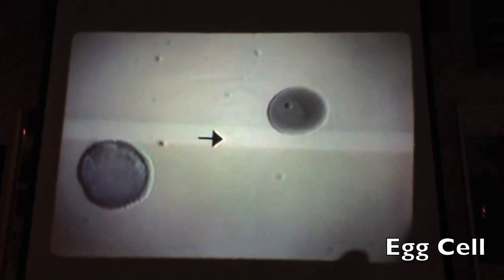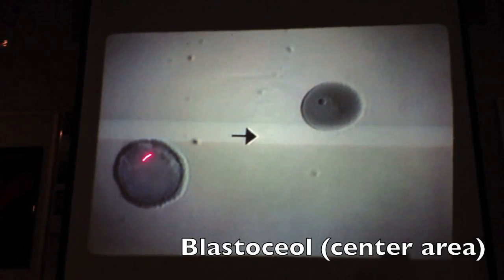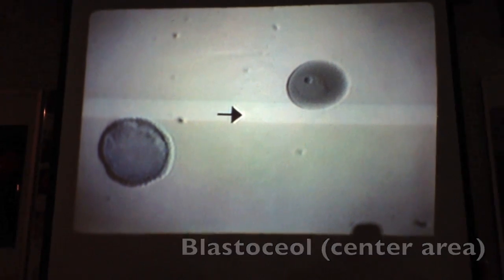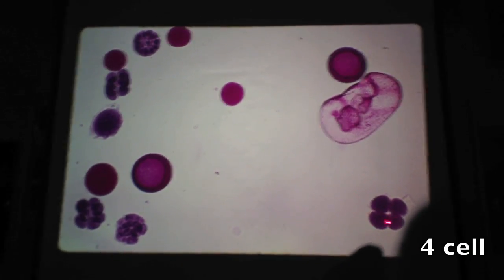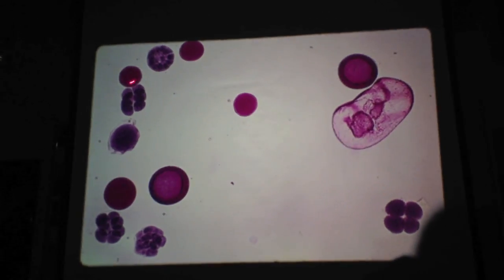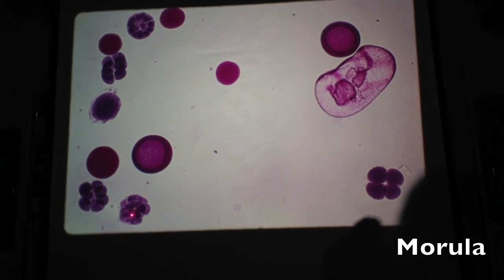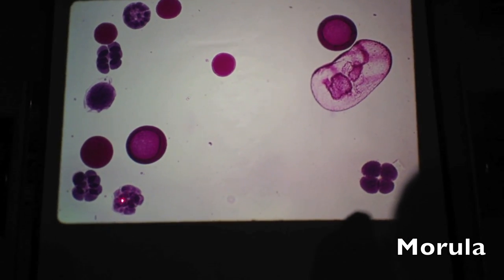An egg cell. You can see the nucleus and the nucleolus clearly. And what's this over here? That's the blastula, right? So what's this space in here? Blastocoel. Okay, so here we got a bunch of stages. What's this one? 4 cell. How about like this one or this one? What do you call the embryo where you've got too many cells to count, but it's still solid? Morula.